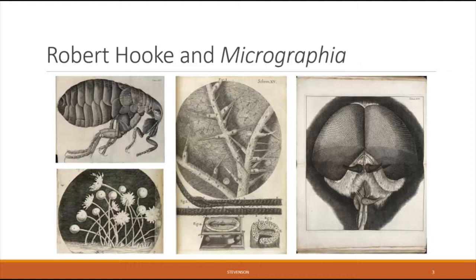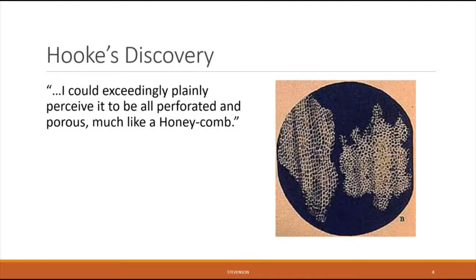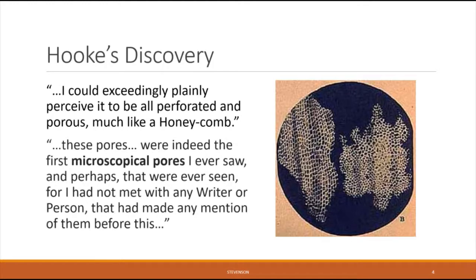So these are all very interesting and cool drawings that he created, but probably the most relevant and interesting thing that he found when looking through his microscopes was this. While looking at samples of cork tree that he drew pictures of, he noticed that the cork tree was perforated and porous, much like a honeycomb, and this is his own words. And he noted that these pores were the first microscopical pores that anyone had ever seen and written about, because no one had been able to see things under the microscope in this level of detail before.